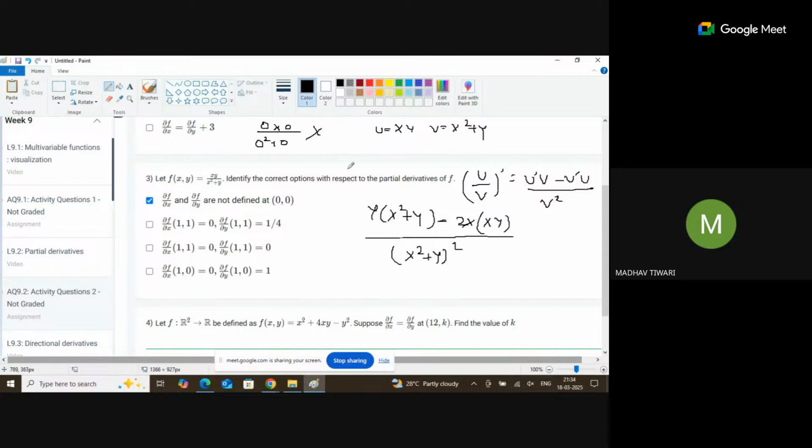Okay. Now we have df by dx, and if I find df by dy, what would that be? This function differentiated with respect to y, it will be x, okay, times x square plus y. Next, this one will be equal to 1 times xy divided by x square plus y whole square. Is that clear?